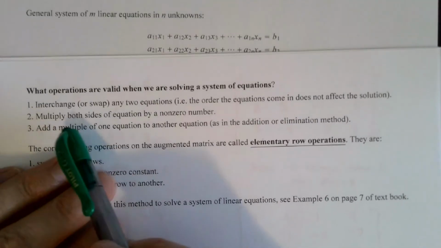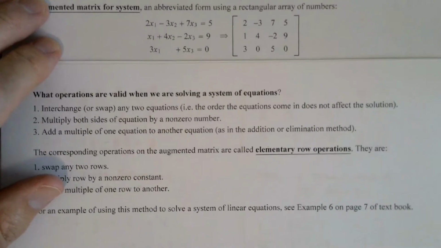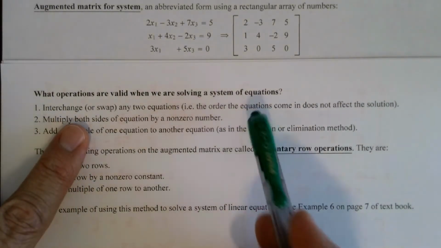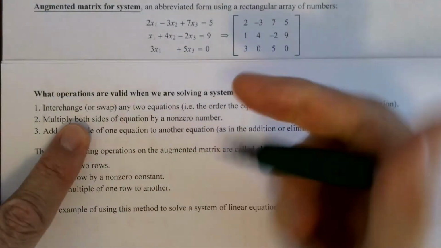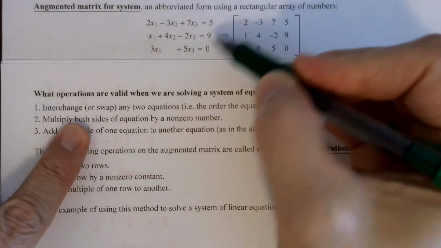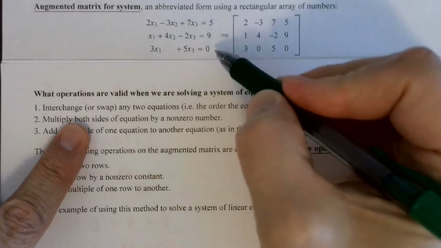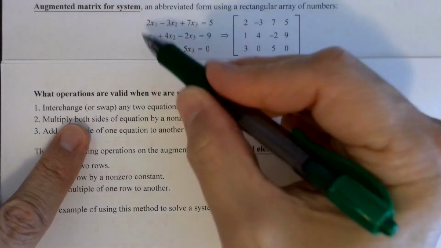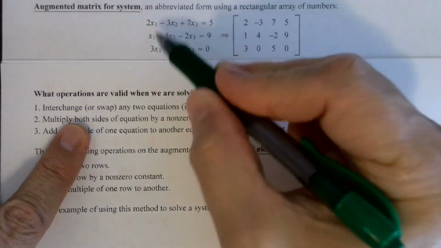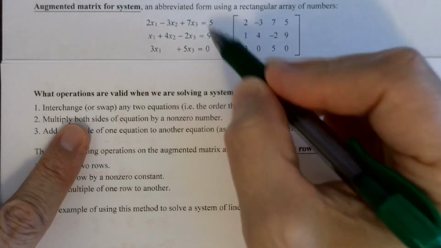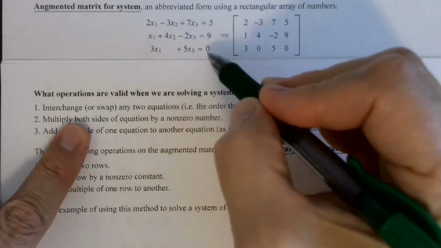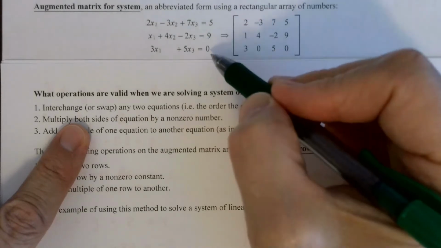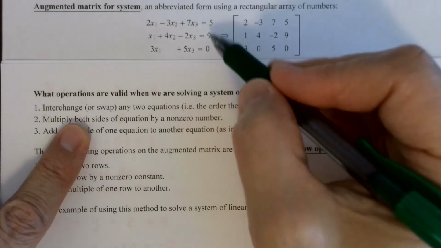Number 1, we can interchange or swap any 2 equations. We can change the order. In other words, we'll call this top equation the first equation, this the second equation, and this the third. So I can swap the first and third equation. That doesn't change the solution, the values of the variables that satisfy all 3 equations, right? Because that's what we're looking for when we say the solution. What are the values of x1, x2, and x3 that make all 3 of these equations true? So I can swap or interchange.